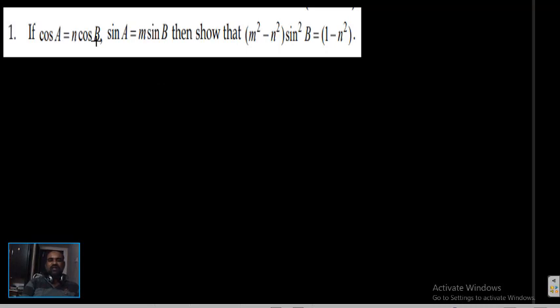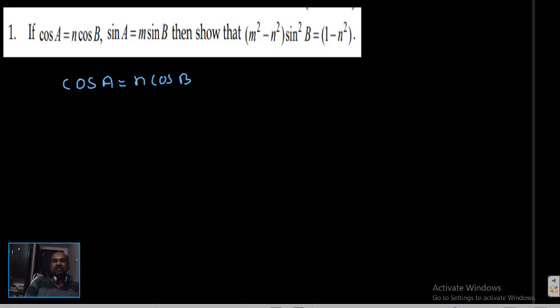Cos A equal to n cos B, sin A equal to m sin B. From this you want to show that (m square minus n square) into sin square B equal to 1 minus n square. Students, observe: the cos A, cos B relation is given, the sin A, sin B relation is given, but we want only sin square B. From these two relations we want to make sin square B the subject, that is our target. Okay, step 1, cos A equal to n cos B.